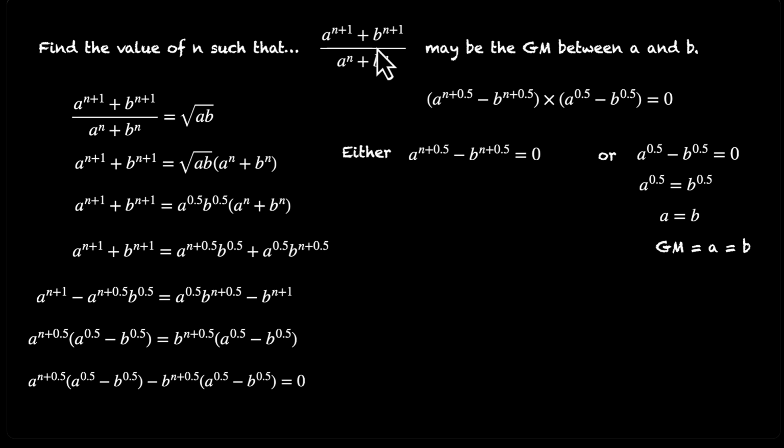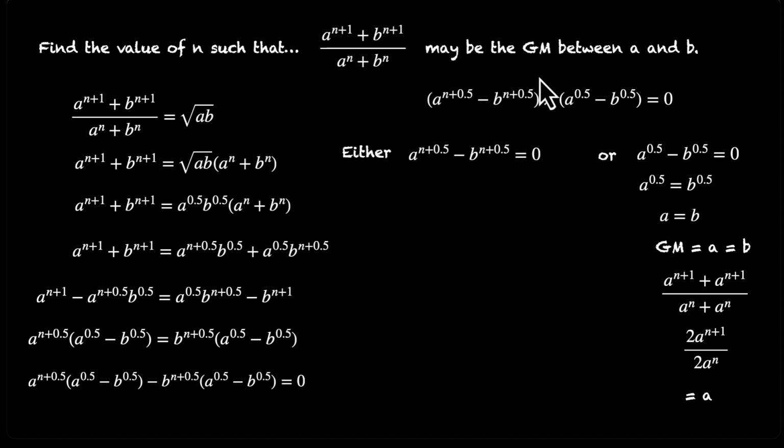Well, let's replace b with a. We get a to the power n plus 1 plus a to the power n plus 1 upon a to the power n plus a to the power n. So this is what we get, and we can simplify this. This is twice of this by twice of this, and 2 gets cancelled. A to the power n in the denominator, a to the power n plus 1 in the numerator. All the a's get cancelled and we are left with just one a. This expression is also equal to a, which means it's equal to the GM, which means this is true.